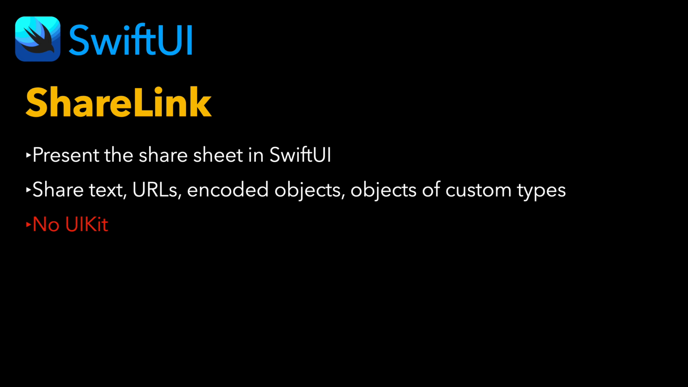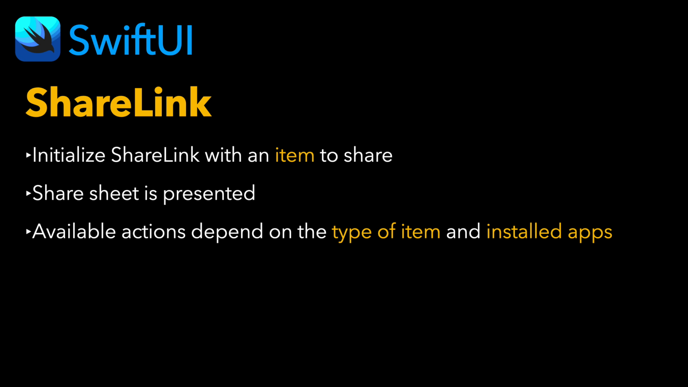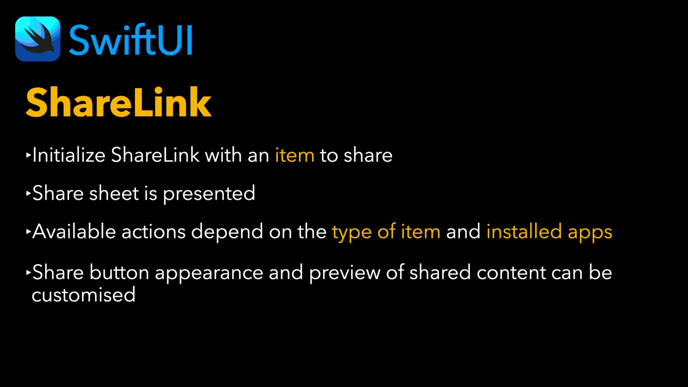Using the ShareLink is easy. We give it an item to share, SwiftUI presents the share sheet, and the system decides which actions are available based on the type of that item and the installed apps. ShareLink has various initializers, which we can use to customize the share button appearance and the preview of the shared content.